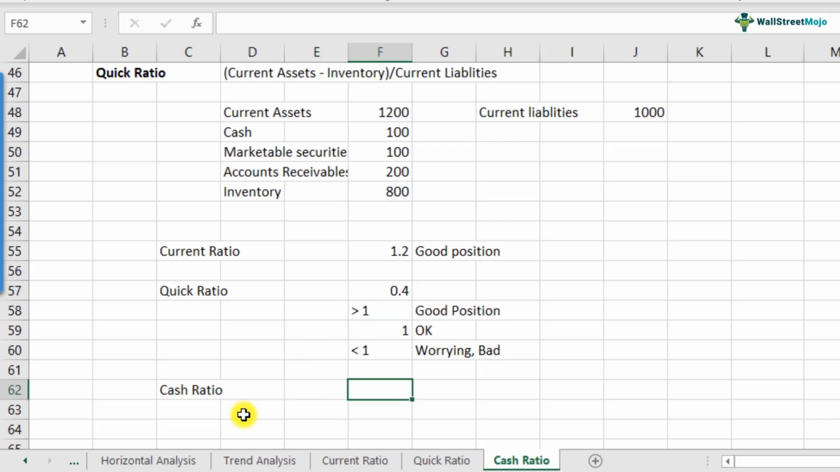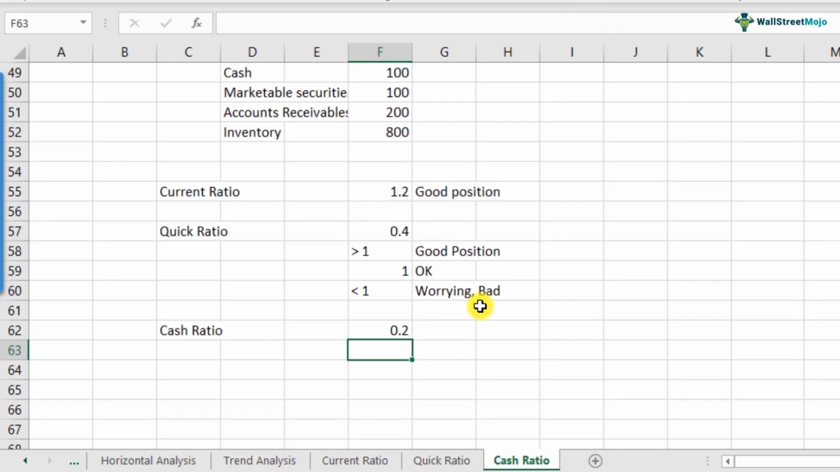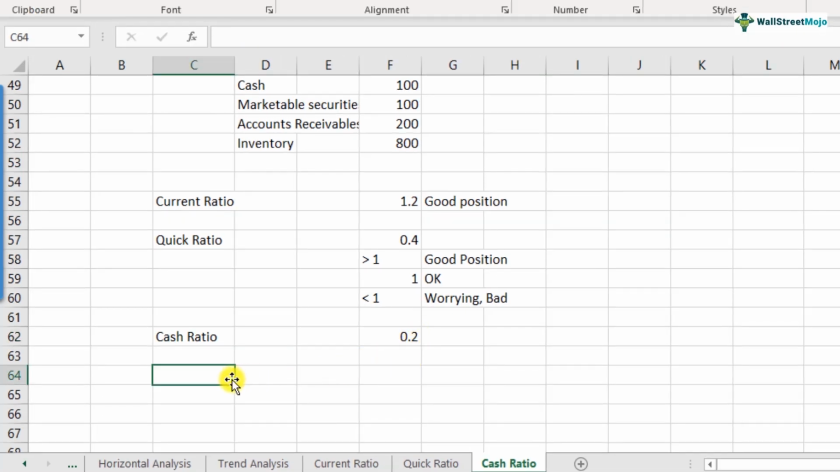Cash ratio will be equal to cash plus marketable securities, or cash equivalents, divided by your current liabilities. So what do we get? We get 0.2. So how do we interpret the cash ratio of 0.2? Is it good? Is it bad? Or do we have to look at something else as well?